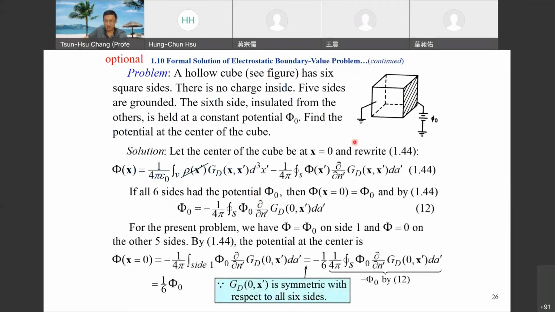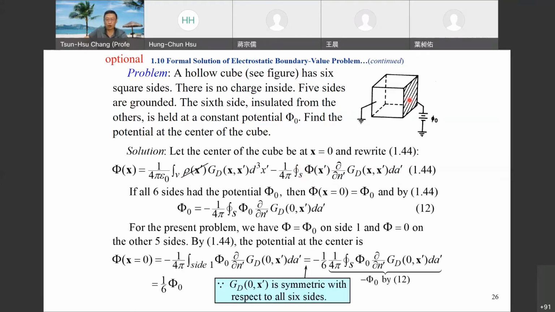Here is a case, but it's optional. If we have a boundary here, a hollow cube, a hollow box with 6 square sides, and one side is fixed. The other 5 sides are grounded. Okay, what will happen? In this case, no charge. So all you need to do is consider the contribution on the surface.